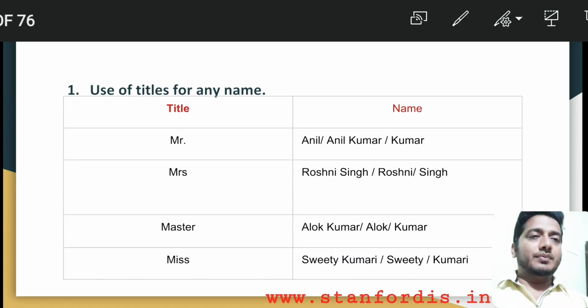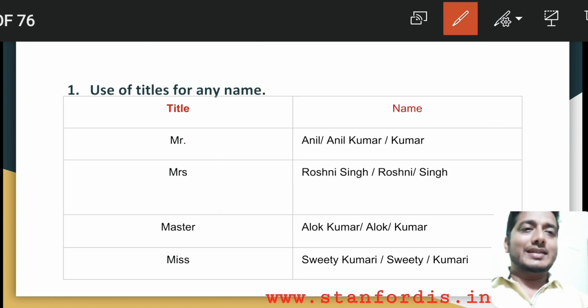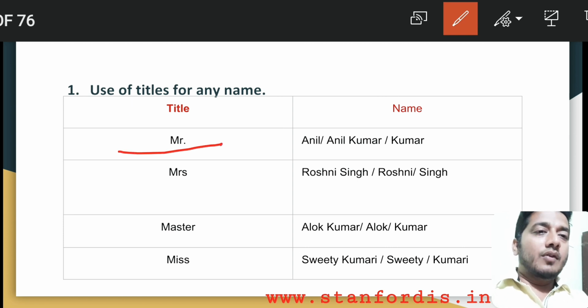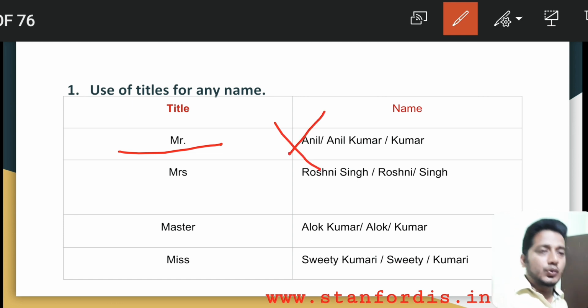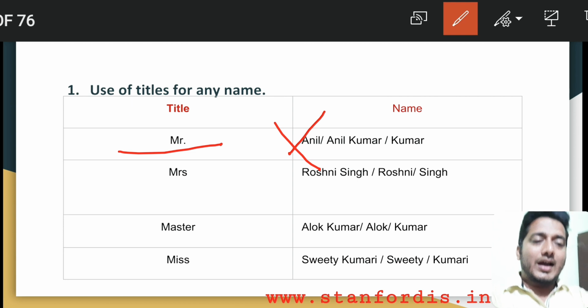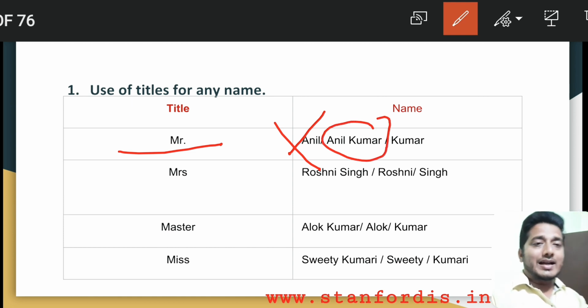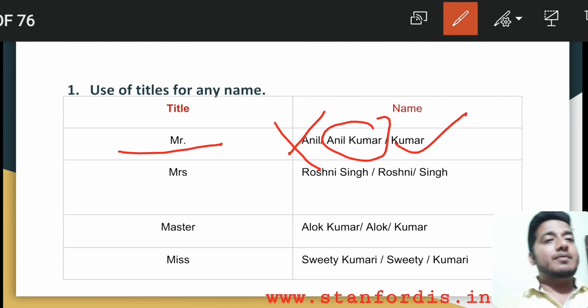I have something here for you, please check this example, because I'm going to clear one concept. First, where can we use Mr.? Can we use Mr. with the first name? No, we cannot. I have already taught you in lesson number 1 what first name, last name, middle name and surname are, in a brief manner. So please watch my first video if you didn't. Here, with the first name Anil we cannot use Mr. But if you're writing the full name Anil Kumar, then with the full name we can use a title. We can use a title with the last name.